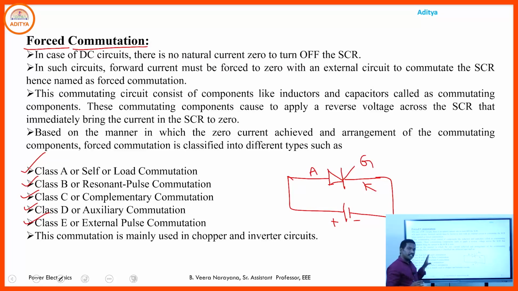These 5 commutation techniques are used whenever the circuits are energized by the DC source, like in chopper circuits or inverters. If you go through the choppers, DC to DC converters, here the input is DC. Whenever the SCRs are energized by the DC source, you need to use this forced commutation technique. Another application of forced commutation is inverters. An inverter converts DC to AC. Here also the inverters are energized by the DC source, so you need to use forced commutation.